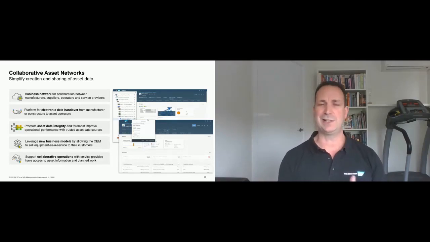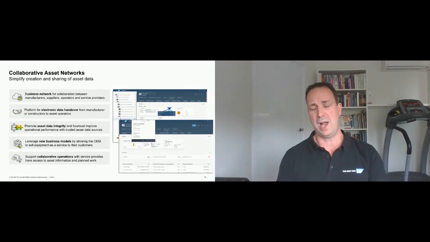But interestingly, it's enabling whole new business models, where we're seeing the manufacturers and constructors of assets going, well, there's a lot more value that I can add to this process rather than just handing over the asset data itself. I could hand over, for example, maintenance strategies. How should this asset be maintained? What inspections should be carried out?